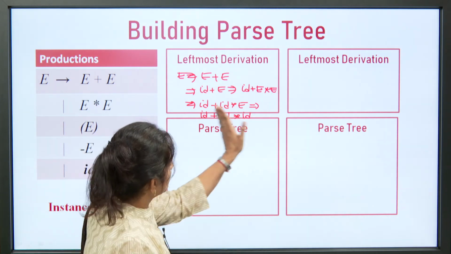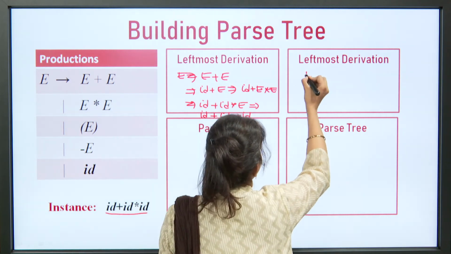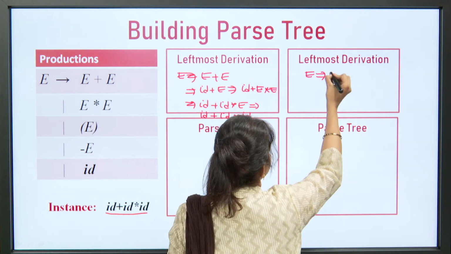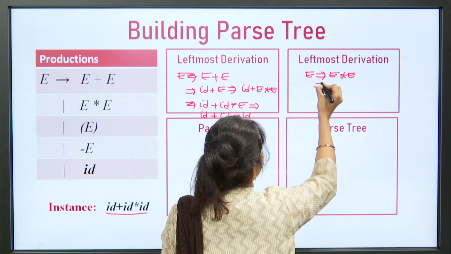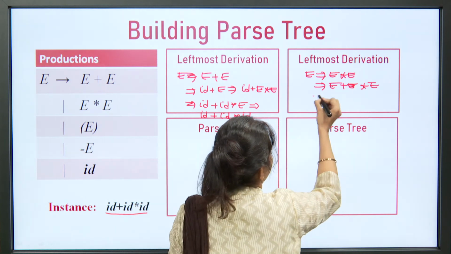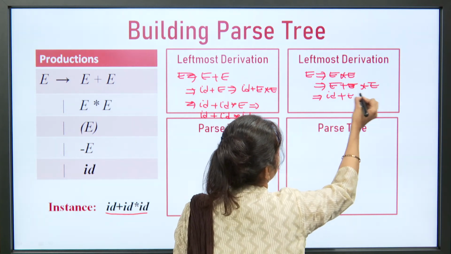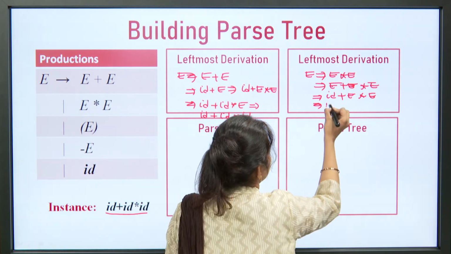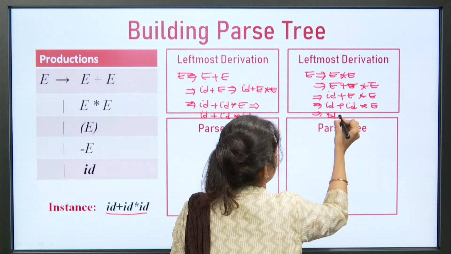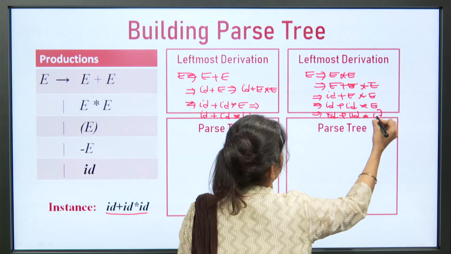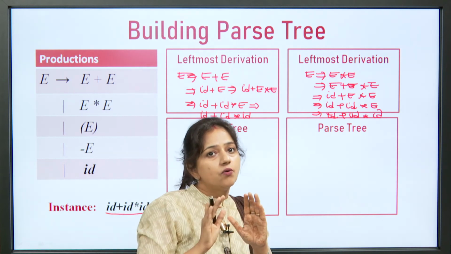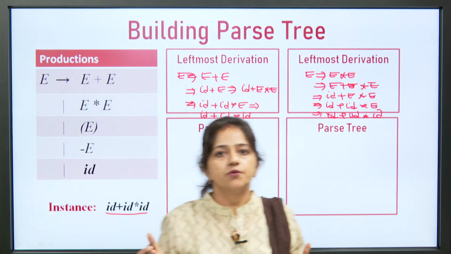Similarly, there is another possibility for getting the same derivation. Here we use the first alternate first, E plus E. Now, we can start with E derives E multiplication E. Now, we can write in place of this E plus E multiplication E, and then we will replace the E's one by one with ID. So, first this E, then ID plus ID multiplication E, and then ID plus ID multiplication ID. So, for a single instance, if we are focusing on leftmost derivation only, then also there are two different leftmost derivations.